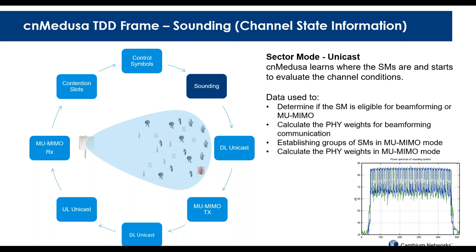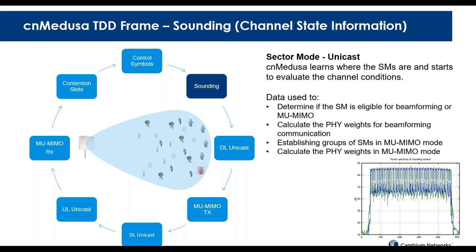So in this scenario, the subscriber could be marked as ineligible for beamforming and MU MIMO. But if there is a clear line of sight, then the subscriber will be eligible for beamforming and MU MIMO transmissions. And this is determined through the sounding process when the access point has the channel state information from that subscriber. The channel state information is used to calculate the physical layer weights for the beamforming communication. These physical layer weights are the values, the parameters that are used to tune the antennas in order to steer the beam in a specific direction towards the user when we communicate in beamforming mode.